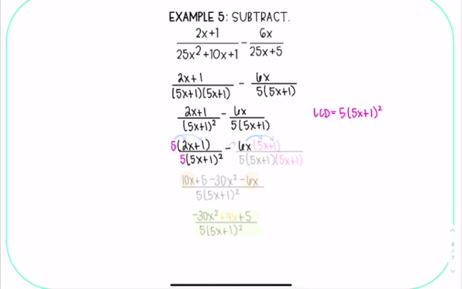Now let's look at the second fraction. We have a 5 and the 5x plus 1, but I need to have a second 5x plus 1, so I'm going to multiply the bottom by 5x plus 1, so it's squared, and then I need to multiply the top by 5x plus 1.